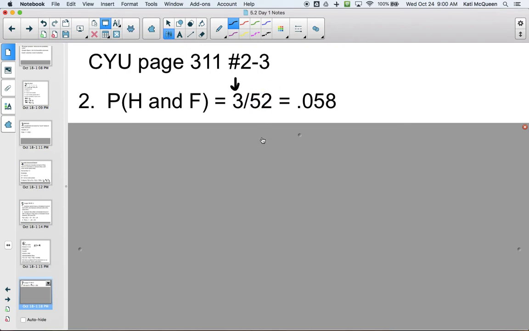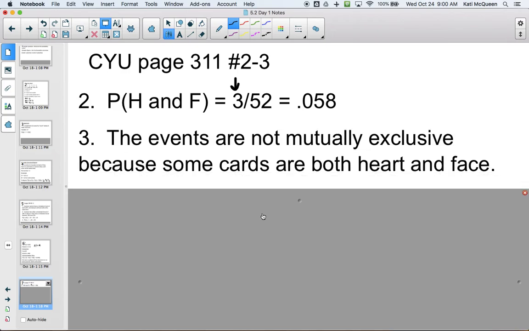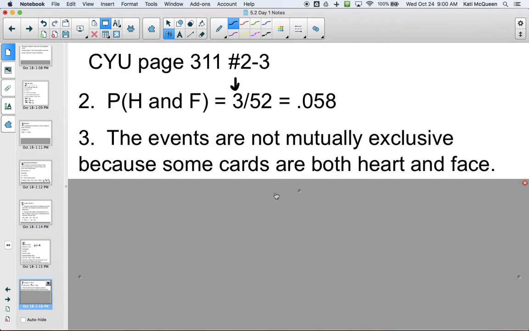All right, number 3 is asking, why is the probability of F or H not just equal to the probability of F plus the probability of H? The reason for that is that these are not mutually exclusive. We have some cards that are both a heart and a face, so we cannot simply add the probabilities of F and H. What we need here is the general addition rule.